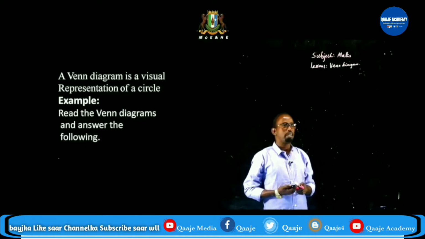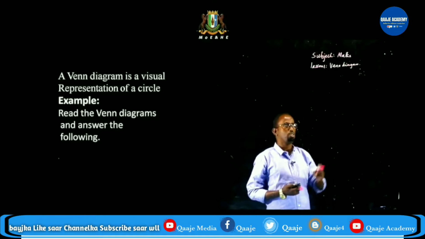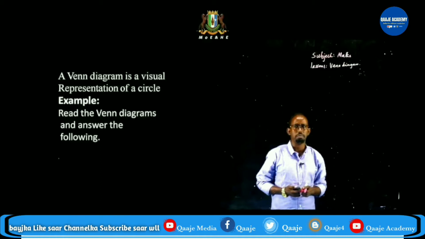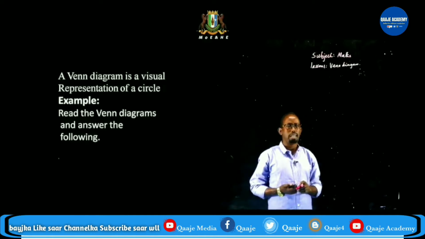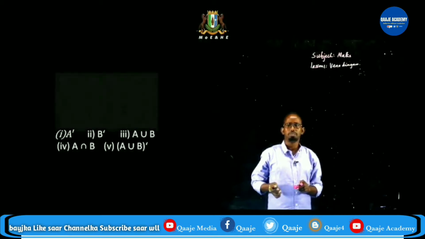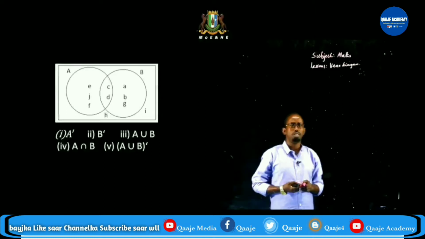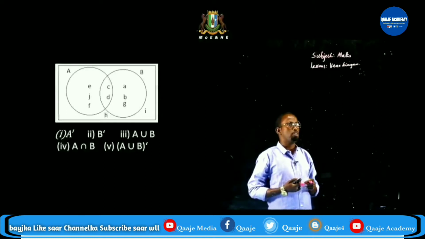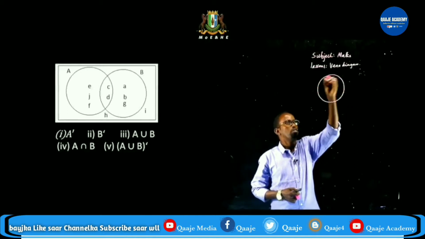Now, a Venn diagram is a visual representation of a circle. We use circles to represent Venn diagrams. Now, example, read the Venn diagrams and answer the following questions. Now, in this Venn diagram, we have two circles.